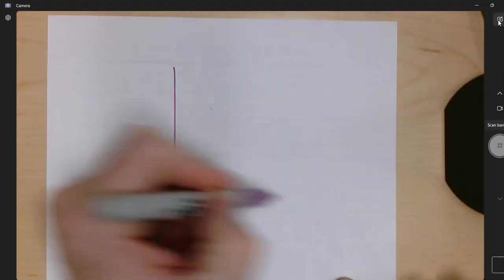So let me switch the camera over. Let me grab a marker. We need to think of a situation where something goes down and then goes up, or goes up and then goes down.